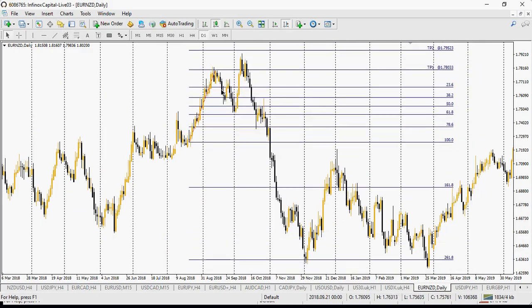that's from here to here. It came into the golden zone and then pushed up, took out take profit 1, but did not take out take profit 2. And then market reversed fully.